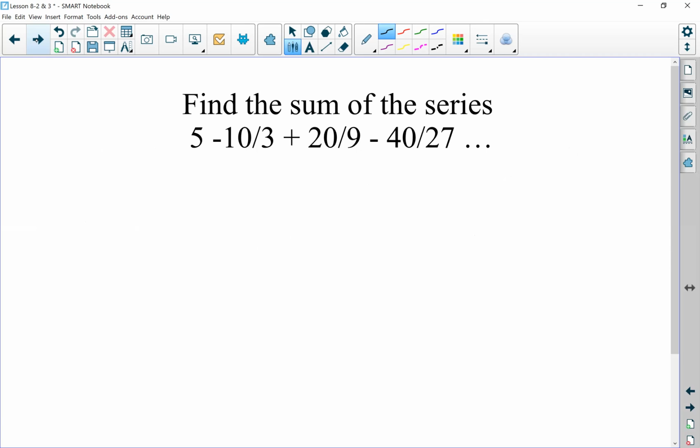All right, so here we go. Find the sum of the series 5 minus 10/3 plus 20/9 minus 40/27, and so on.